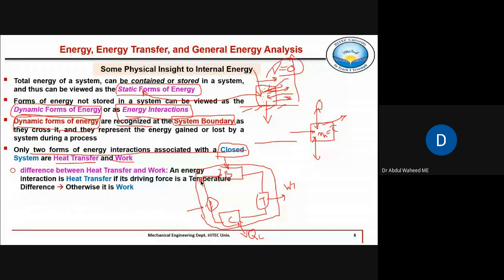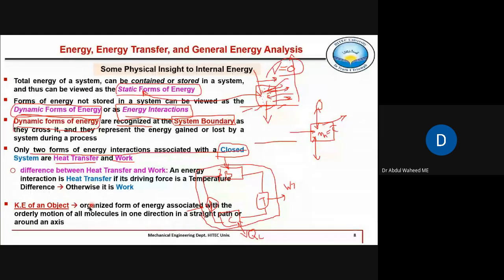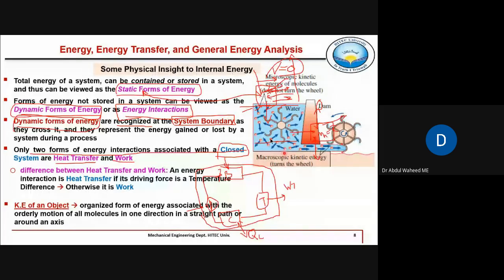In a closed system, the only dynamic forms of energy involved are heat transfer, in the boiler या condenser में, or work transfer in the pump or in the turbine. Heat transfer कब होती है? Whenever there is energy transfer only due to temperature difference. So that form of energy is known as heat transfer. The energy which is crossing the system boundary only due to some dynamic movement or motion is known as work transfer. Okay. So kinetic energy of an object is an organized form of energy. Here you can see the example. Recorded lecture में भी मैंने इसको separately explain किया था.